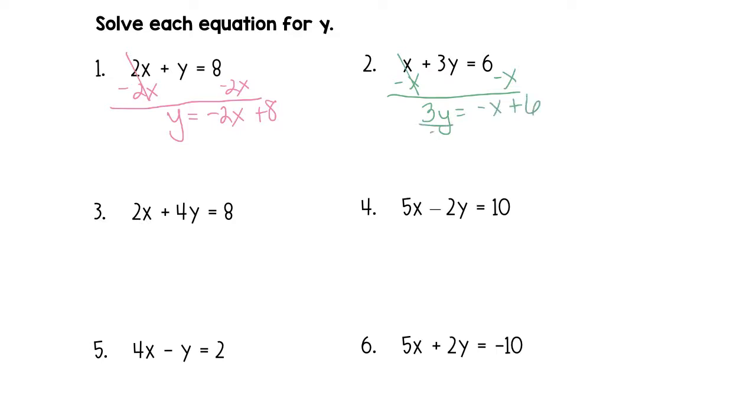Now we've got to divide by this 3 to get it away from y, and I'm going to divide it by all of the pieces separately. So 3 over 3 cancels, and I'm left with y, and that equals negative x over 3, which is the same as negative 1/3 times x, plus 6 divided by 3 is 2. So that's the slope-intercept form of that equation.